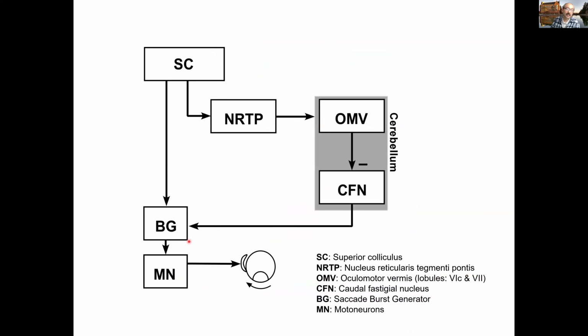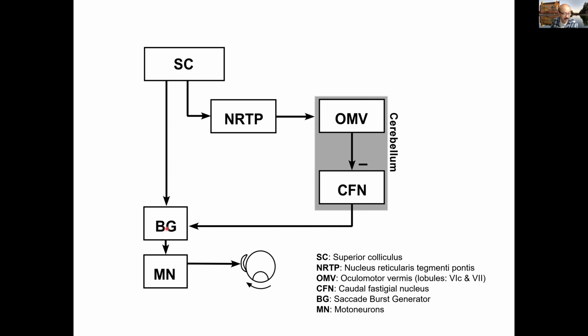So now let's review how saccade is generated. Let's start with the superior colliculus here. The superior colliculus, especially the intermediate and deep layers, sends a projection to the burst generator in the pons and the mesencephalon. But at the same time, it also branches to the nucleus reticularis tegmenti pontis, which supplies an input to the oculomotor vermis, which eventually inhibits the caudal fastigial nucleus. And the caudal fastigial nucleus influences the burst generator activity.